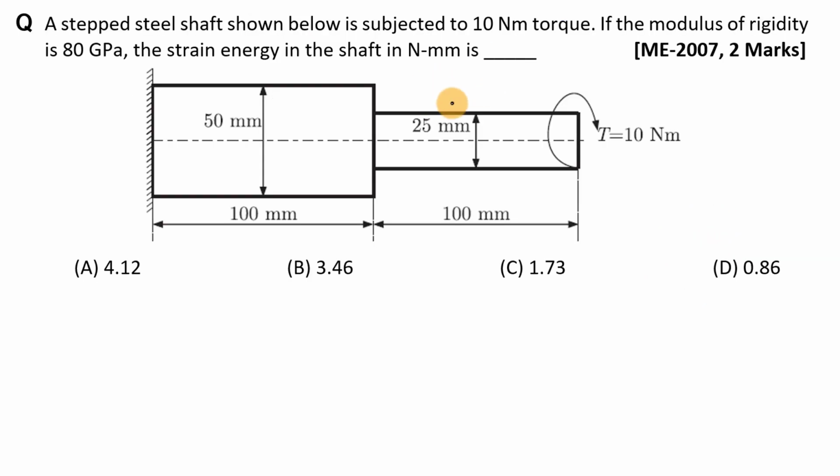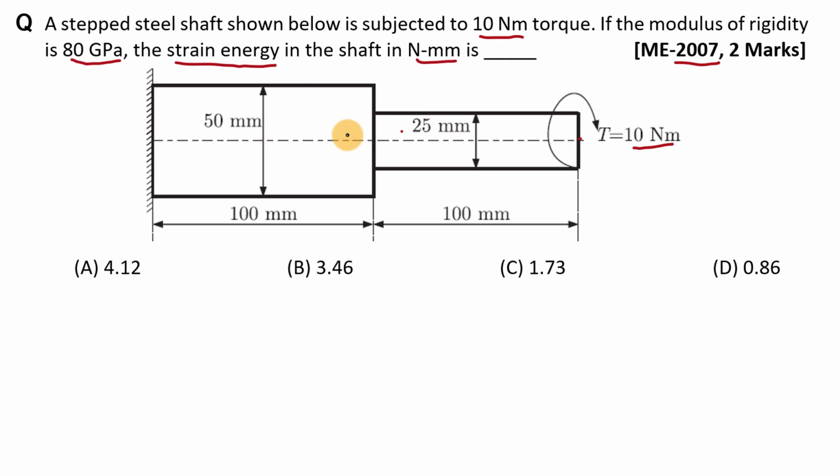Fine. This next question is from year 2007. A stepped steel shaft shown below is subjected to 10 Nm/meter torque. If the modulus of rigidity is 80 GPa, the strain energy in the shaft in Nm is dash. In this figure, you can see this stepped shaft, and actually we can consider this shaft as a combination of two bars connected in series. And here we apply this twisting moment, or we can say torque of 10 Nm/meter at the end of this combination of shaft.